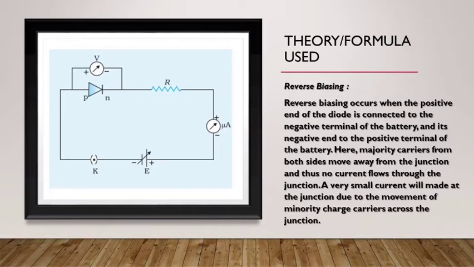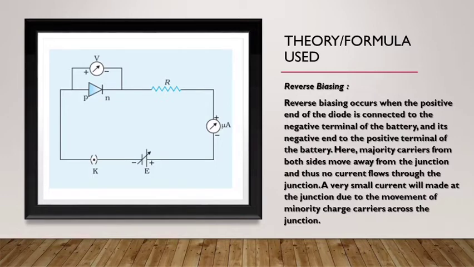In reverse biasing, when the positive end of the diode is connected to the negative terminal of the battery and its negative end to the positive terminal of the battery, here majority carriers from both sides move away from the junction and thus no current flows through the junction. In reverse biasing, the drift current and diffusion current are very small, so the current is in the order of microampere.